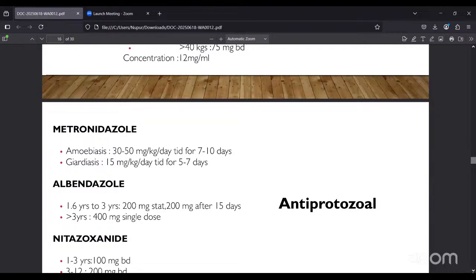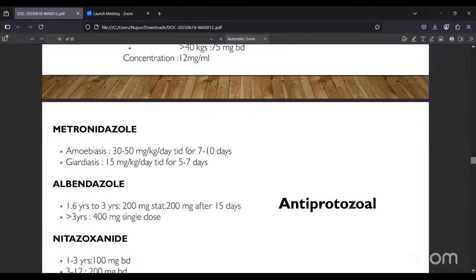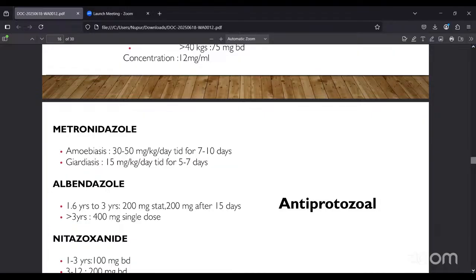Now, in patients with gastro, we use metronidazole. The indications are amoebiasis, and the dose is 30 to 50 milligram per kilogram per day in 3 divided doses for 7 to 10 days. And for the underdiagnosed condition of giardia, the dose is 15 milligram per kilogram per day in 3 divided doses for 5 to 7 days.